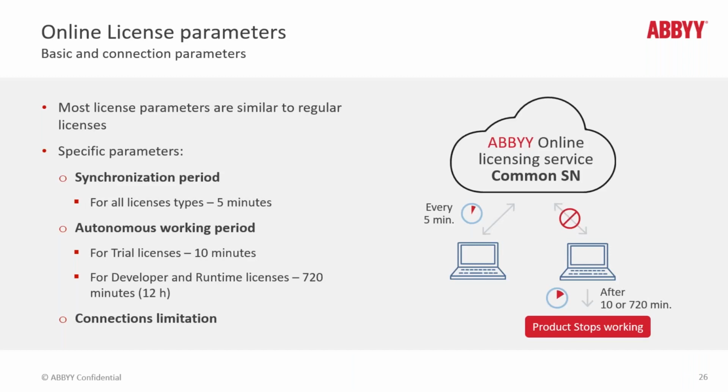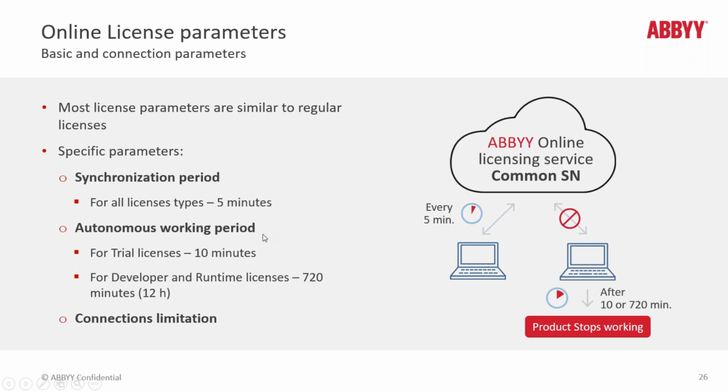The online license, more about it: the parameters are similar to the regular licenses, but there are some things specific to it. So a synchronization period for all license types is about 5 minutes. So every 5 minutes, it's going to go up. And again, it's just doing something quick. It's not constantly polling. It's looking at, you can see on the cloud that was showing there, there's a common serial number. It's synchronizing, and it's page counts it's looking for.